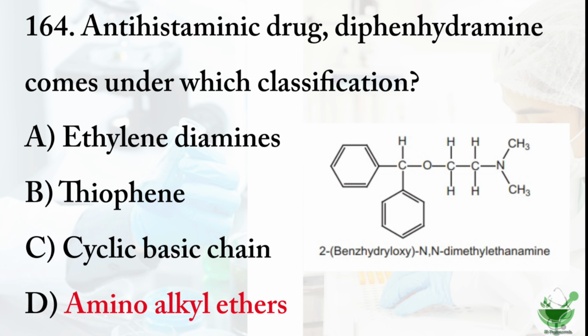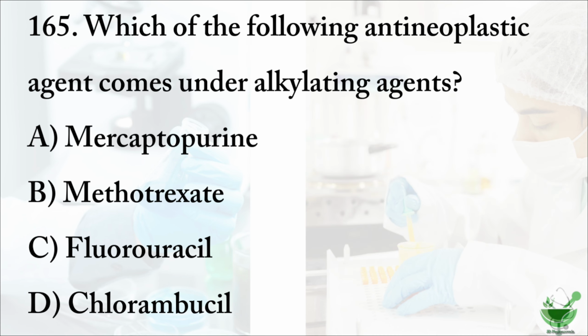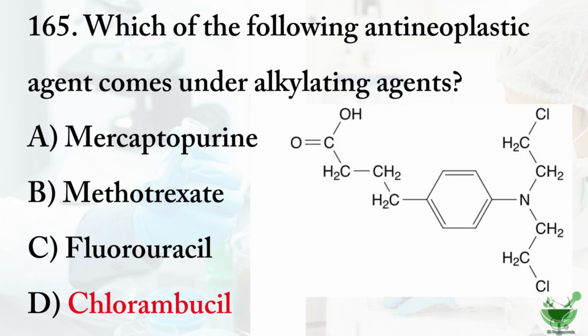Next question, question number 165. Which of the following anti-neoplastic agent comes under alkylating agents? Option A mercaptopurine, B methotrexate, C fluorouracil and D chlorambucil. The correct option is chlorambucil.